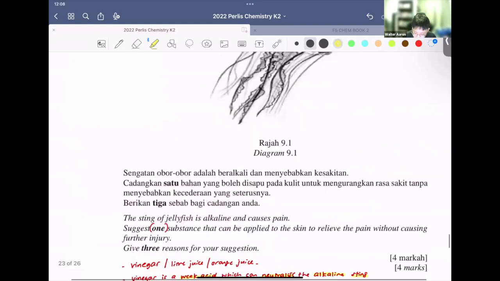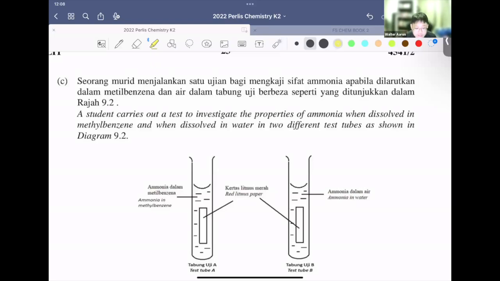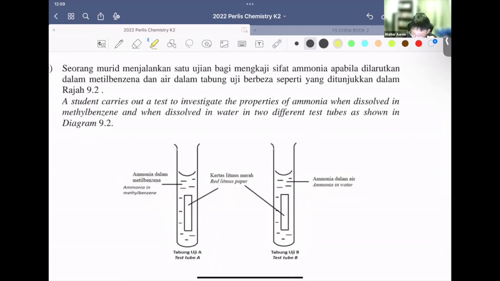All right, C. A student carries out a test to investigate the properties of ammonia when dissolved in methylbenzene and when dissolved in water in 2 different test tubes as shown. So methylbenzene is a type of organic solvent, and since ammonia itself is a covalent compound, it should be able to dissolve inside methylbenzene as well. But only when dissolved in water, ammonia will be able to show its alkaline properties, because if it dissolves inside the methylbenzene, it's just a mixture.